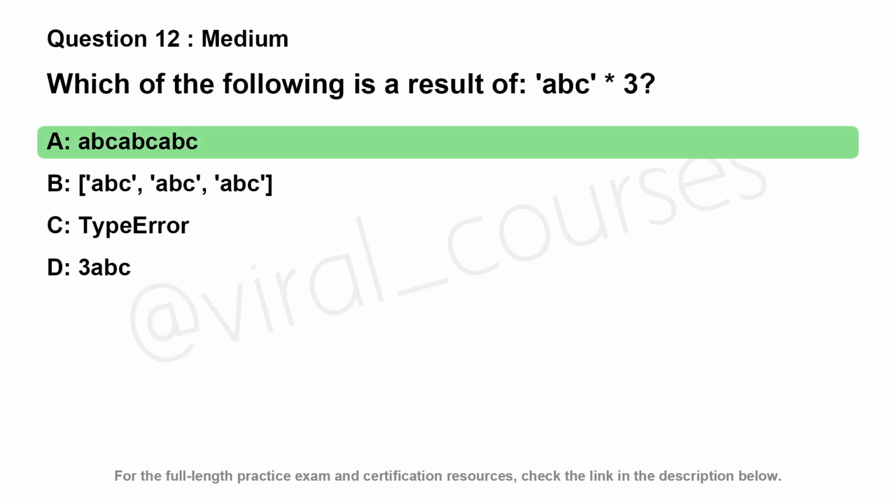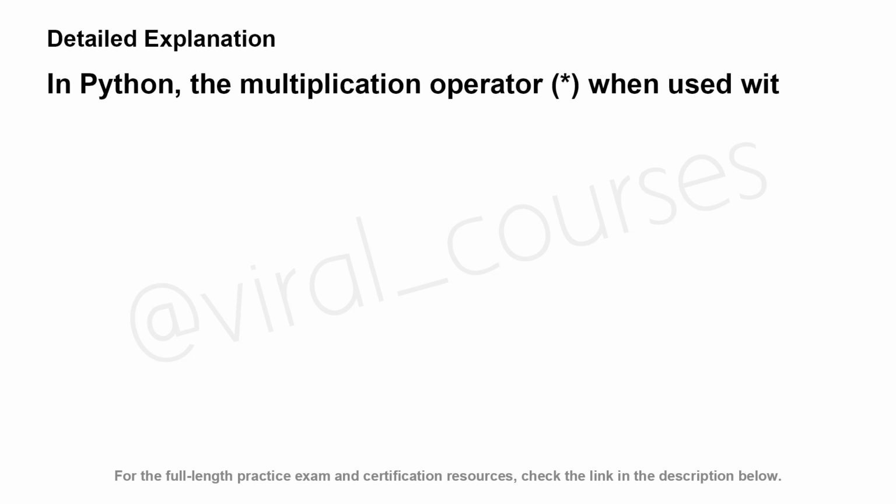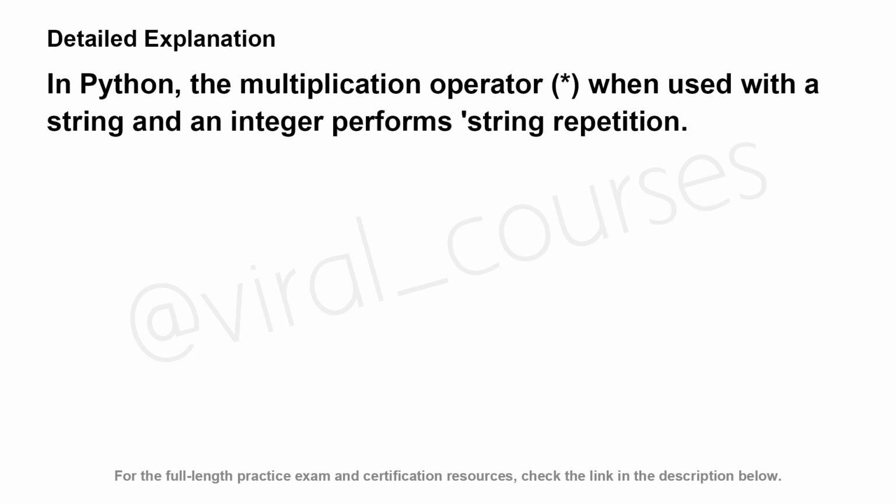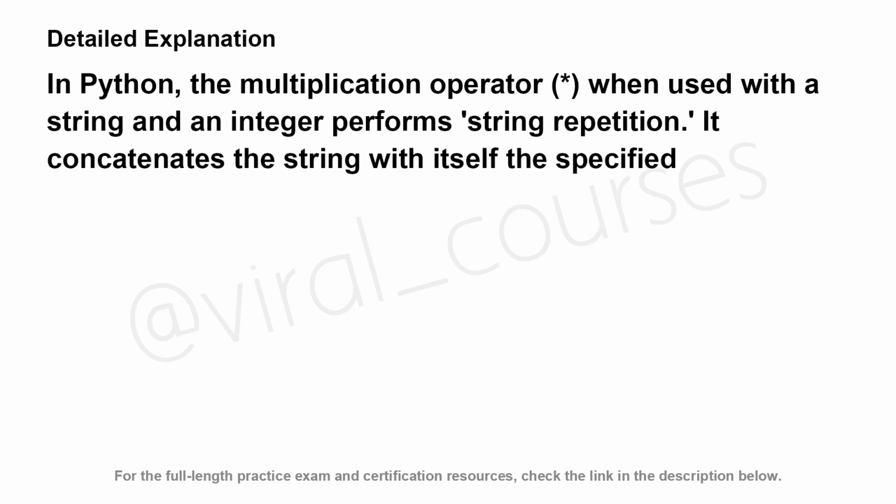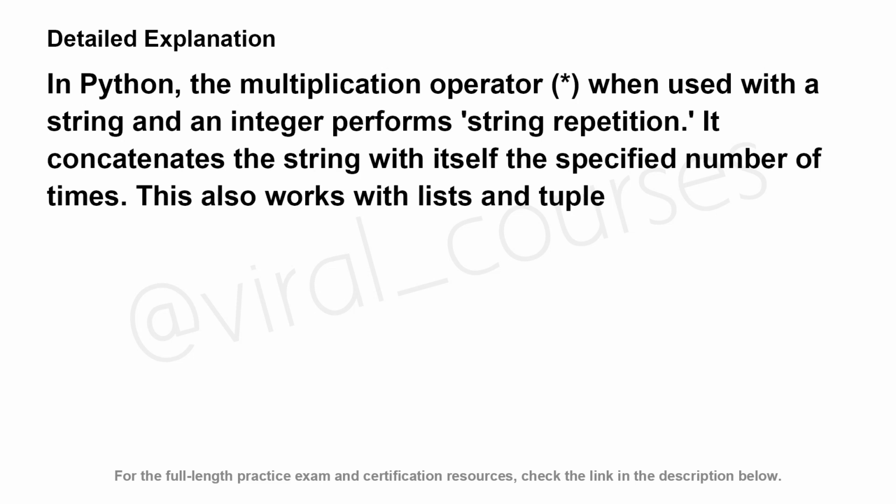The correct answer is A. In Python, the multiplication operator, asterisk, when used with a string and an integer, performs string repetition. It concatenates the string with itself the specified number of times. This also works with lists and tuples.